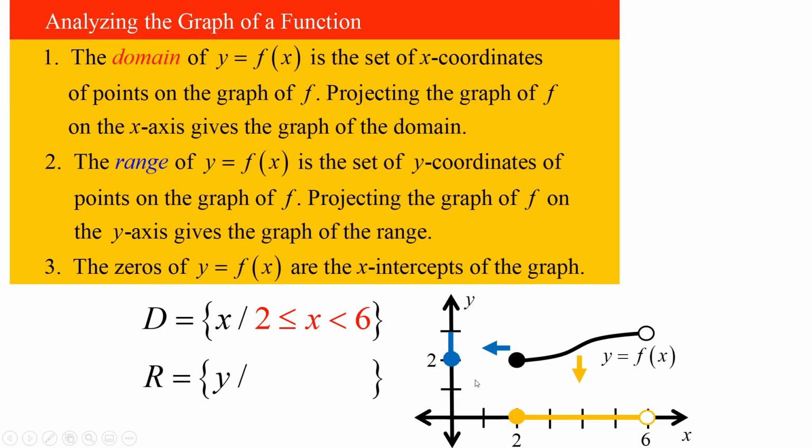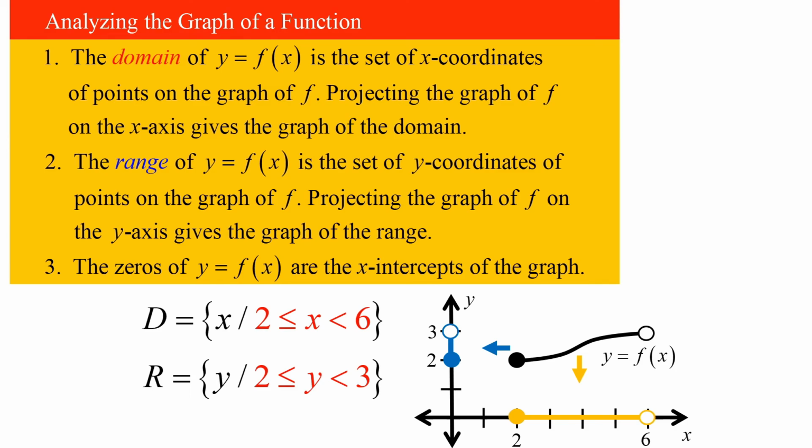Closed dot right there with some very fancy animations. And what is this going up to? Well, it looks like it's going up to 3 to me. So I'll put an open dot at the 3 right there. And there's my graph of the range. So let's write this as an inequality. 2 is less than or equal to y, and y is less than 3. Okay, so there's the domain and the range by simply projecting the graph onto the x-axis for the domain and the y-axis for the range.